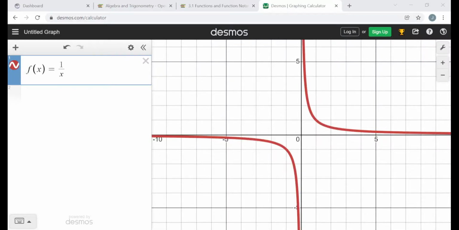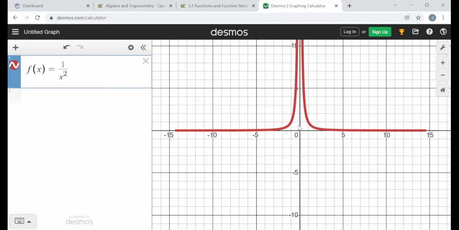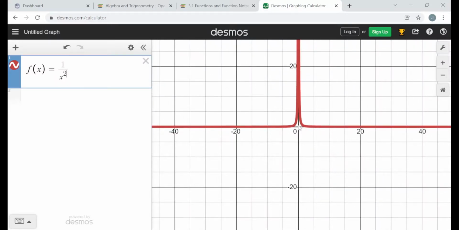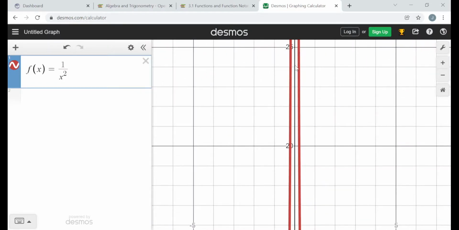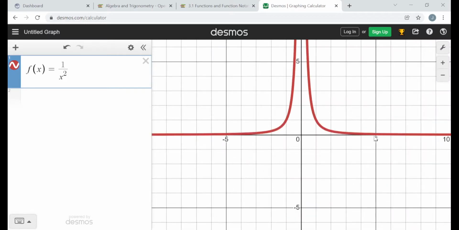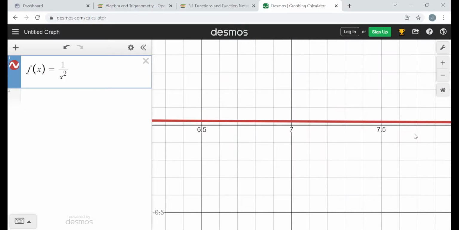And once again, let's go back here, and 1 divided by x squared, and there you go. Now I know it looks like the x and y axis are being hit, but like I said, if you zoom in far enough, you'll see that the axis is not actually touched. Neither of them, the x-axis nor the y-axis, are touched here.